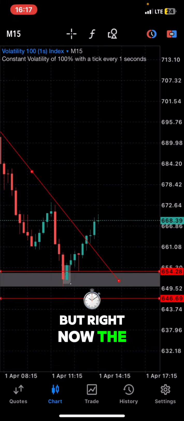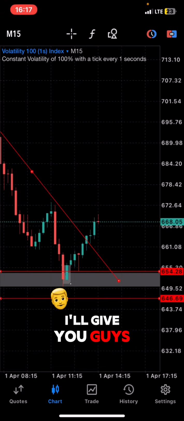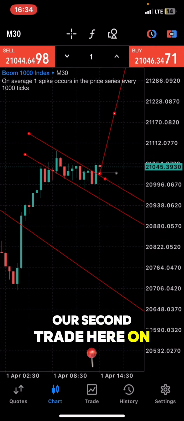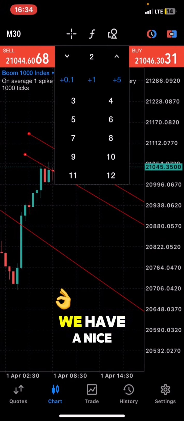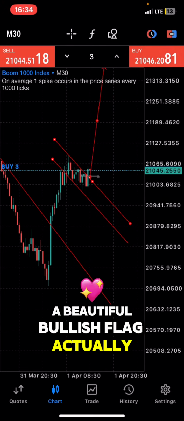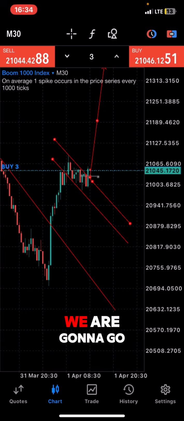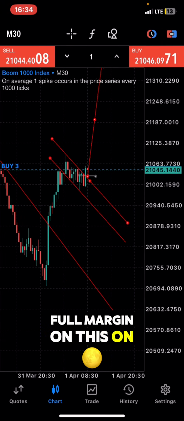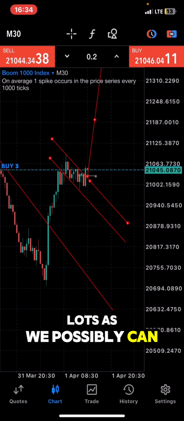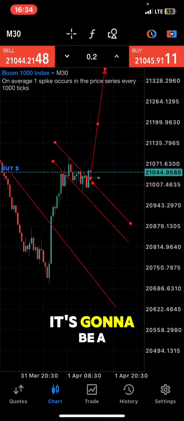But right now, the account is sitting at $600 plus. I'll give you guys the update for the next trade. I think we have our second trade here on Boom 1000. We have a nice bullish flag, a beautiful bullish flag actually, forming here. We are gonna go full margin on this trade. Gonna try our best to throw as many lots as we possibly can. This is gonna be a wonderful trade. I can really feel it. It's gonna be a wonderful trade.